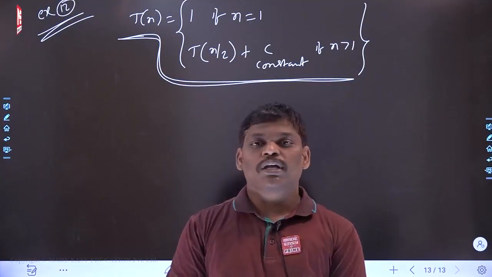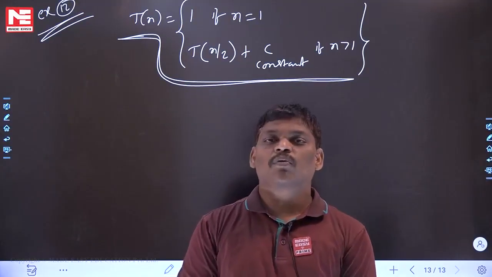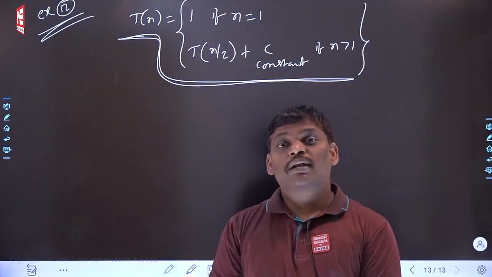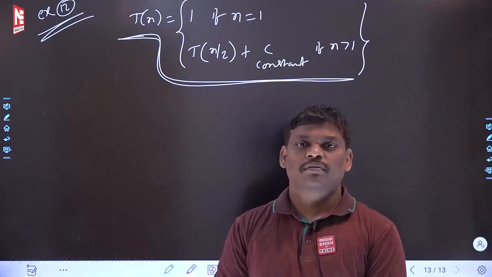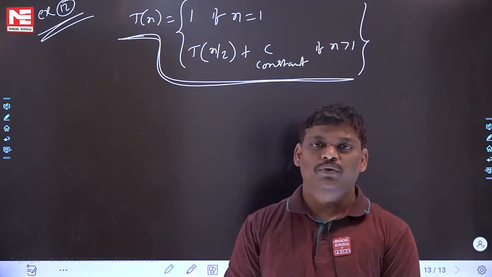If the n value is 10, what is the answer? T(10) is equal to T(10/2) plus c. It doesn't matter what the n value is. What is T(100)? T(100) is equal to T(100/2) plus a constant. So every time it is a constant, irrespective of n. That is the only thing I want to say to you in this problem.